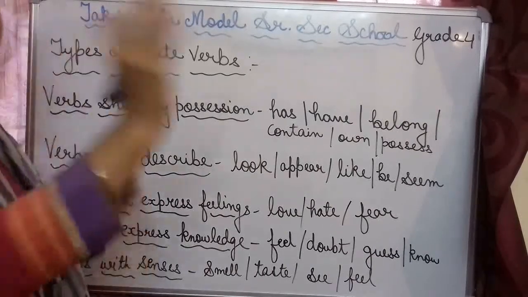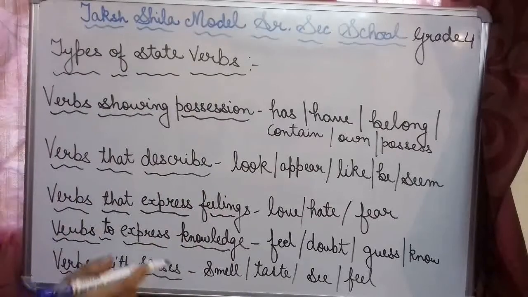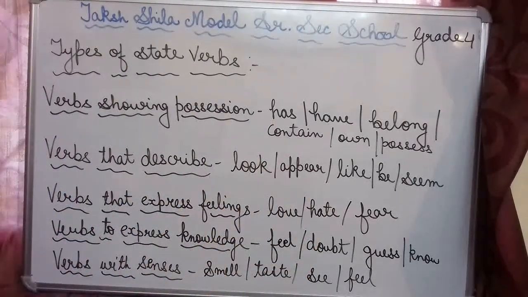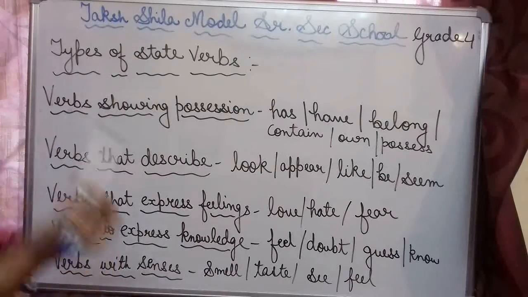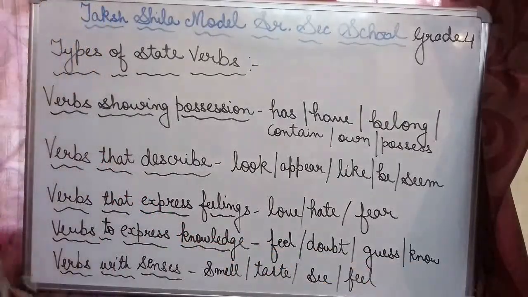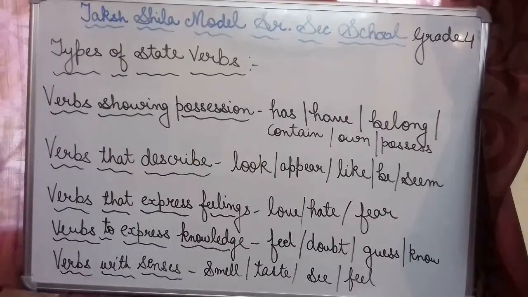Knowledge show कर रहे हैं कि इससे हमें पता चल रहा है. Clear? Doubt. I have doubt on him. Right? I am doubting on him. I doubt on him. Right? Guess. I will guess myself. Do you know this question? Right? So these show the knowledge.